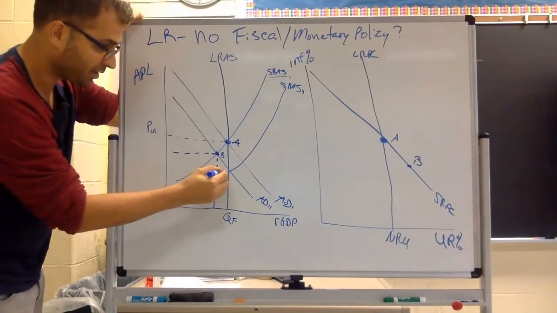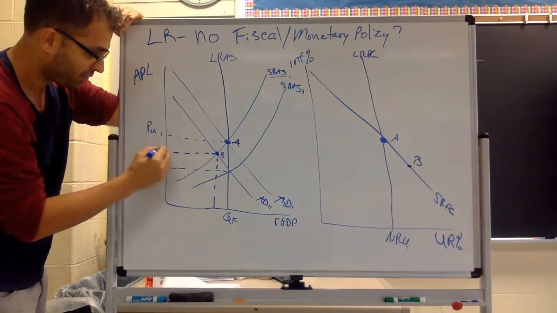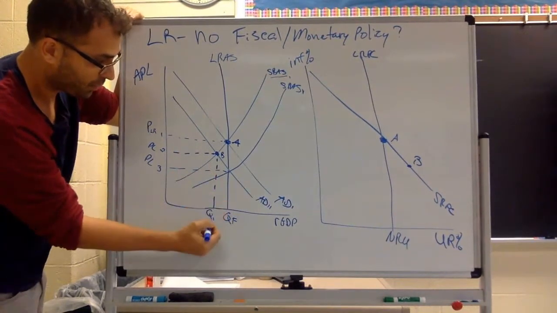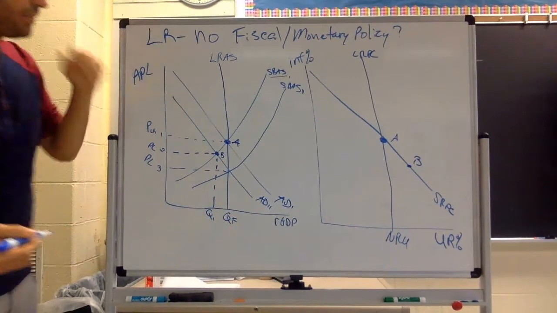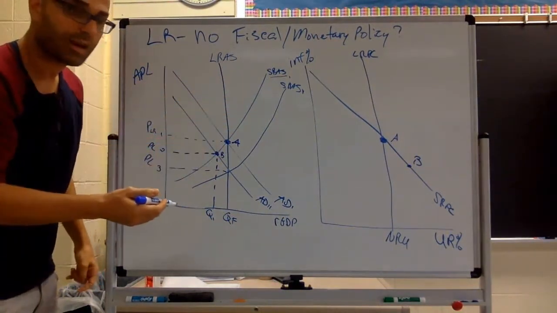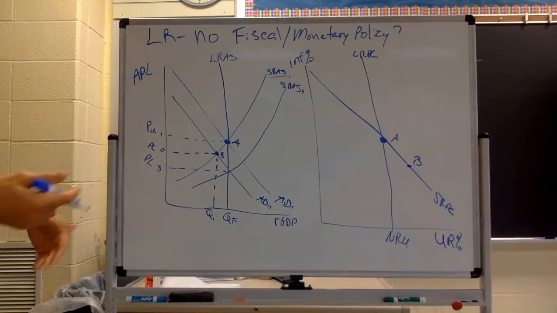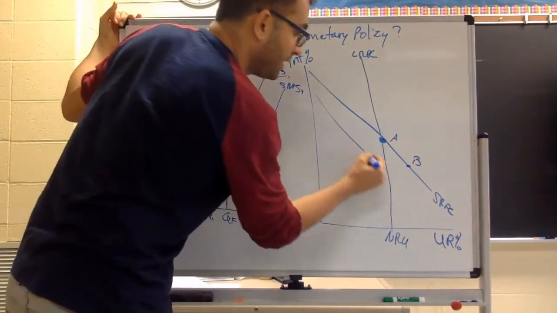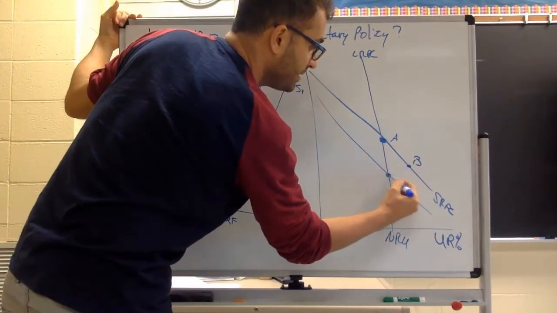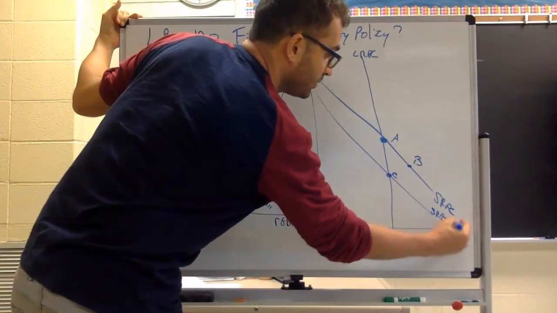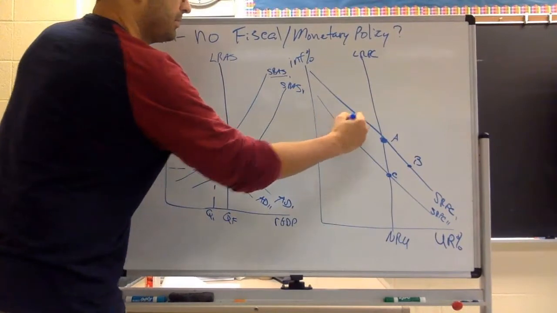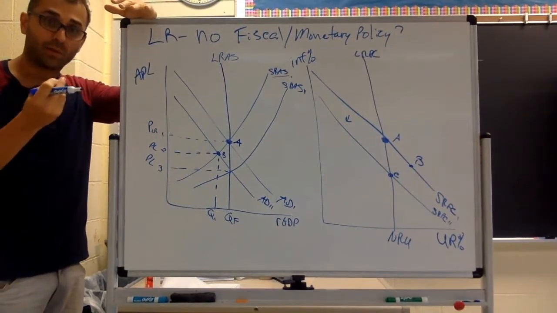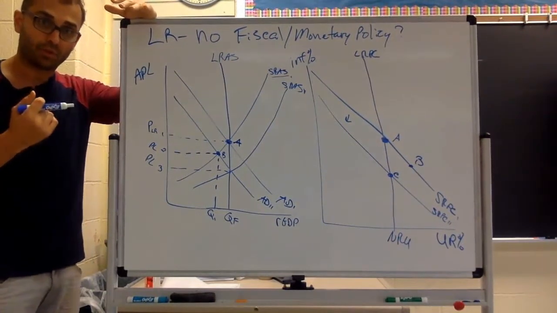Except now the price level has gone down even further. So PL1 to 2 to 3, and now my output goes back to QF. So what happens over here? Well, now the SRAS has shifted to the right. So what happens when SRAS shifts to the right? Well, if SRAS shifts to the right, the SRPC must shift to the left. And that's what happens. We go from A to B to C, and the SRPC 1 and 2 looks like so. Arrow left.